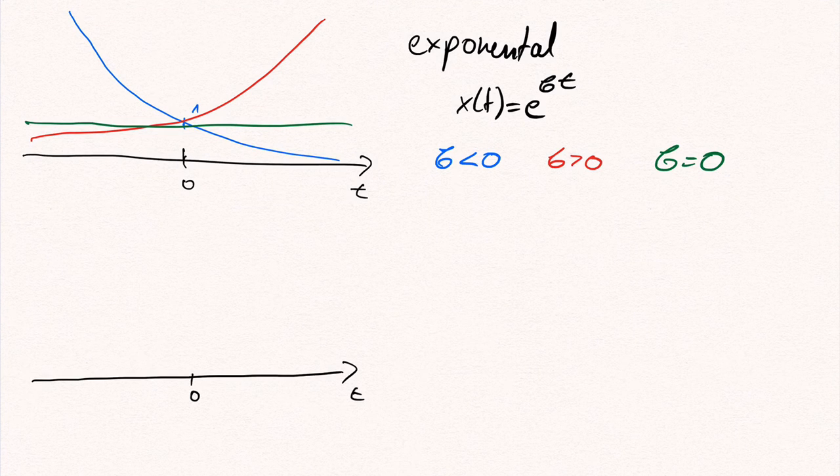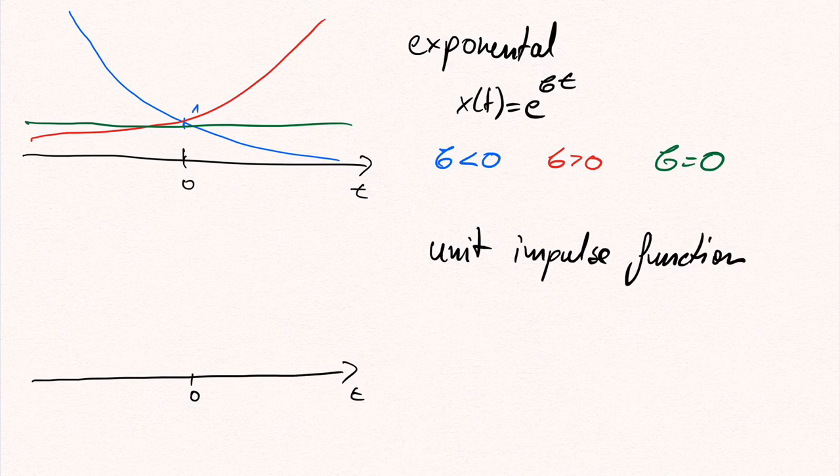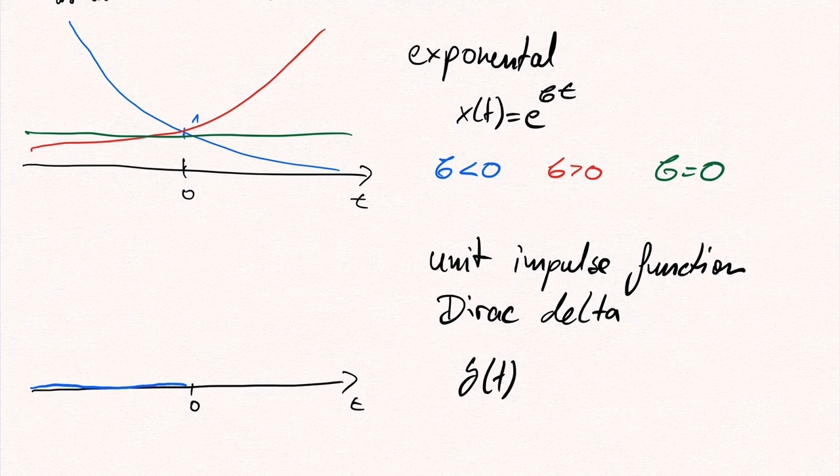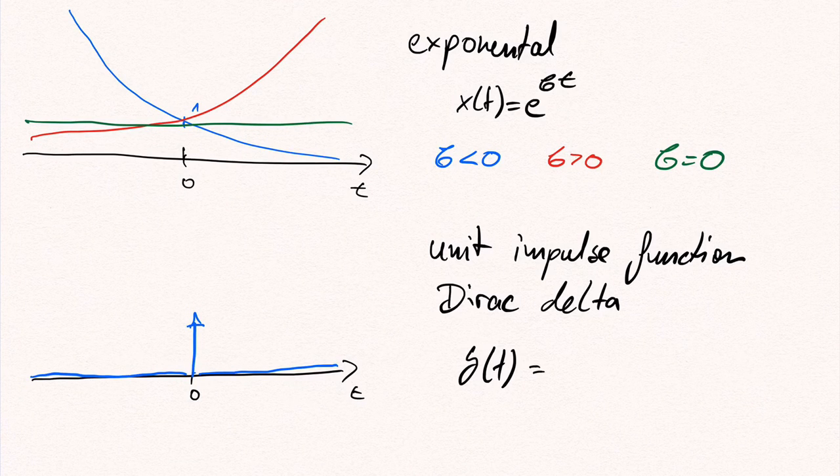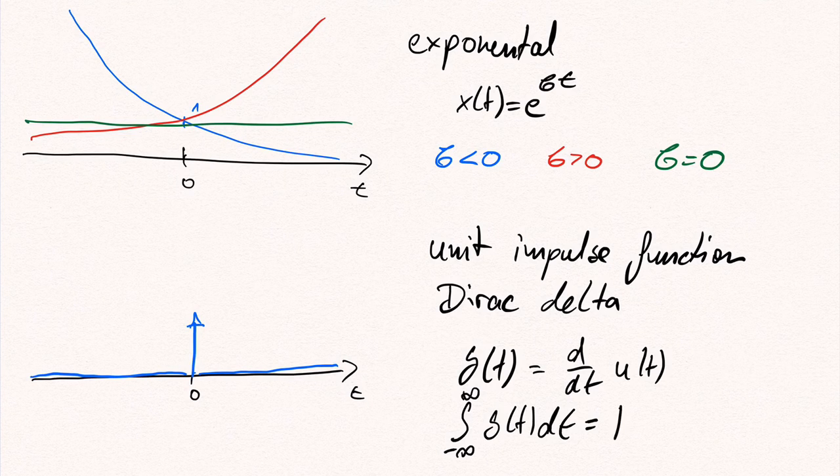Another very important signal is the unit impulse function. Sometimes it's also called the Dirac delta, and it is denoted as delta of t. Delta t is defined to be 0 for all values of t unequal to 0 and infinity for t equal to 0, which we symbolize by an arrow pointing upwards. Delta t can be expressed as the first derivative of the unit step function, and the integral between minus infinity and infinity of delta t is defined to be 1.